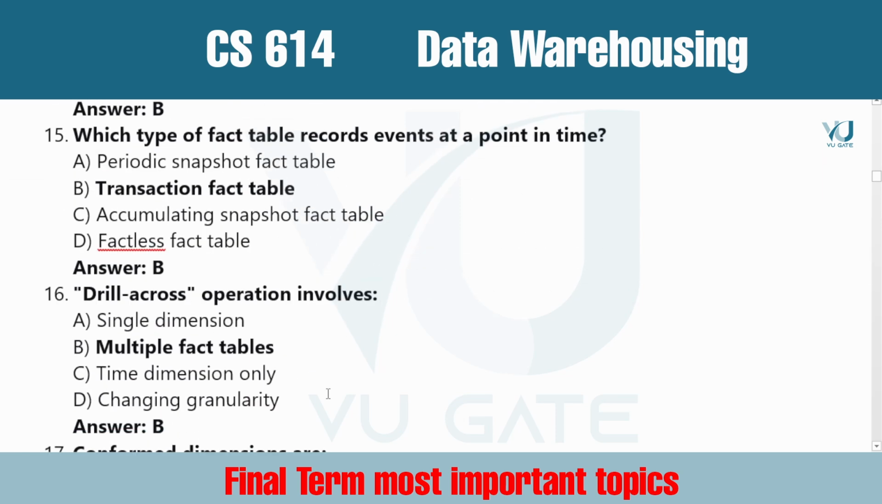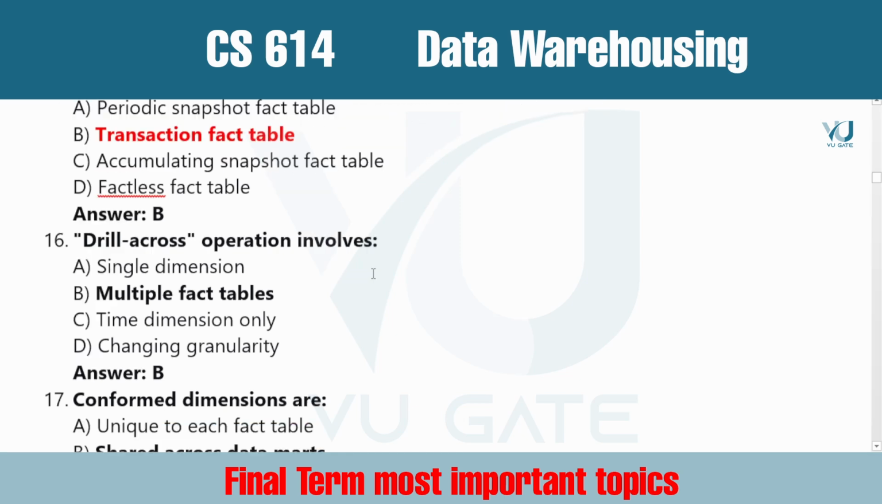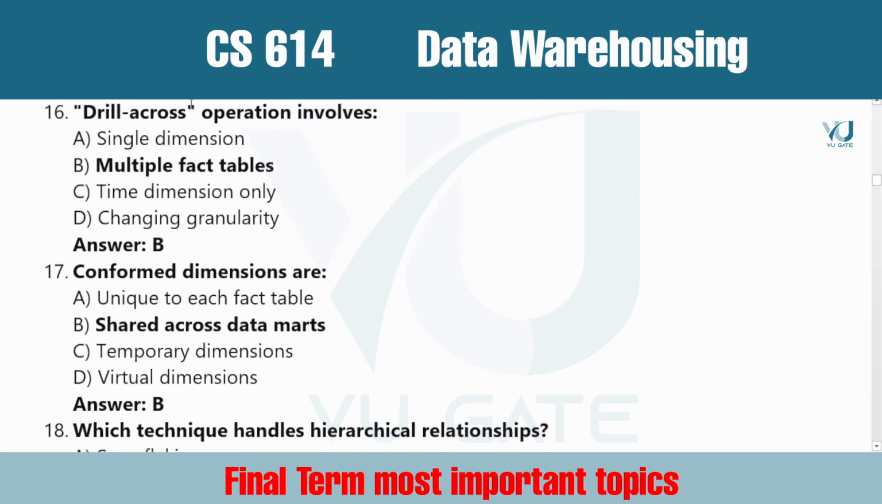Question 15. Which type of fact table records events at a point in time? The correct answer is option B, transaction fact table. Question 16. Drill across operation involves. The correct answer is option B, multiple fact tables.